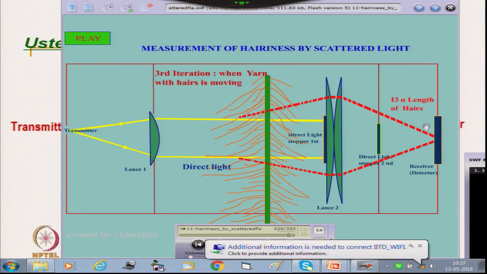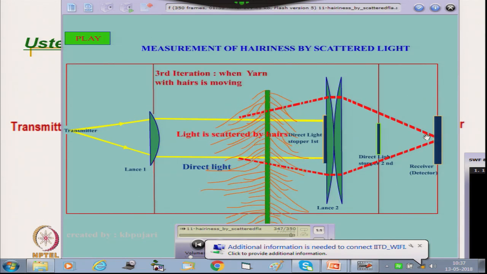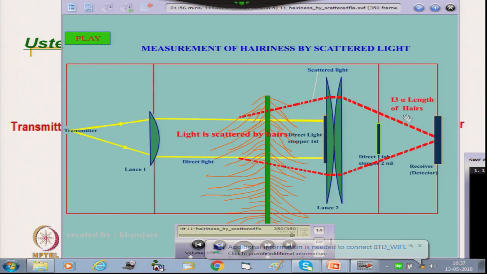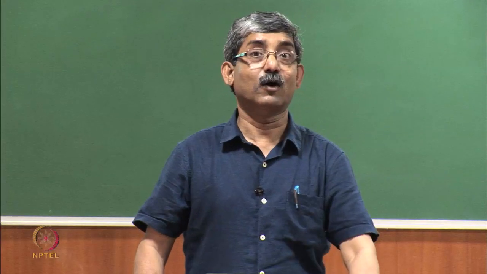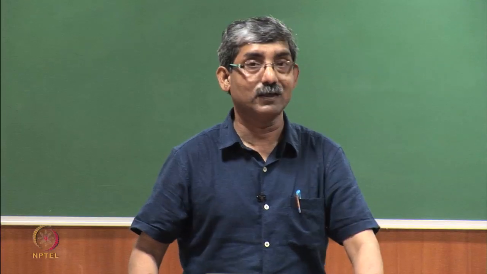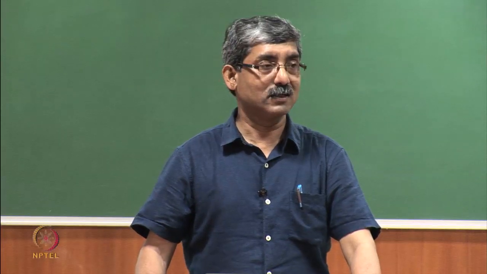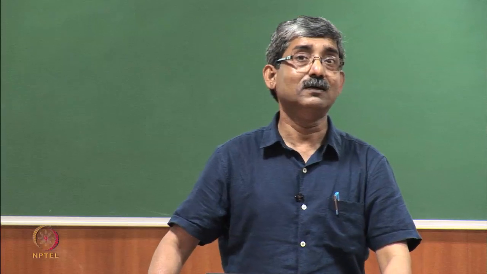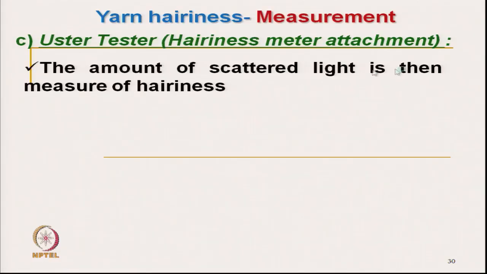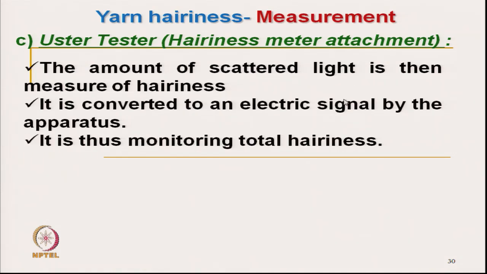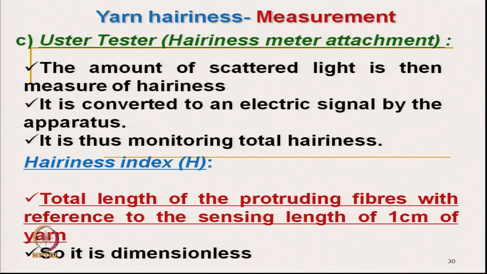The amount of light is proportional to the length of the hair. So indirectly, by measuring this intensity we can get an idea about the total length of the hairs. This is the indirect way of measuring hairiness, and we can get an idea about the prickle sensation. The amount of scattered light is measured as hairiness, and ultimately we get a hairiness index.